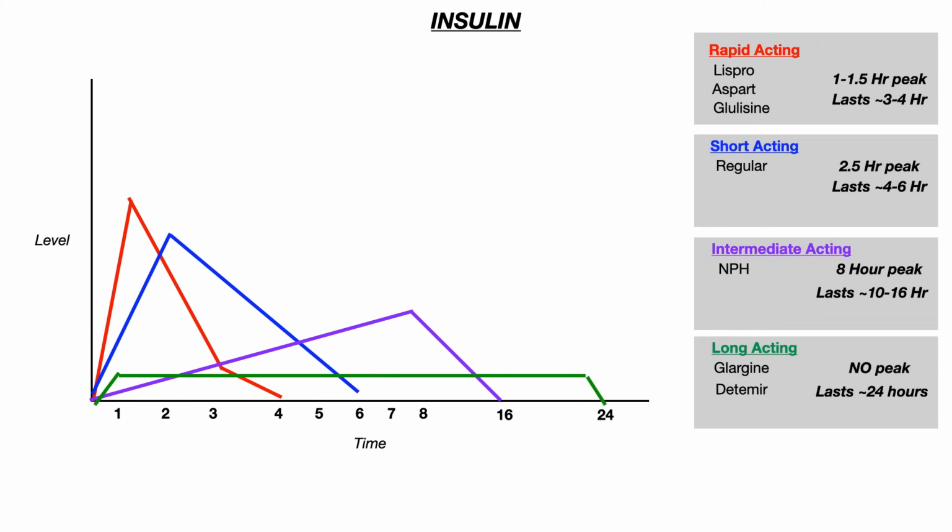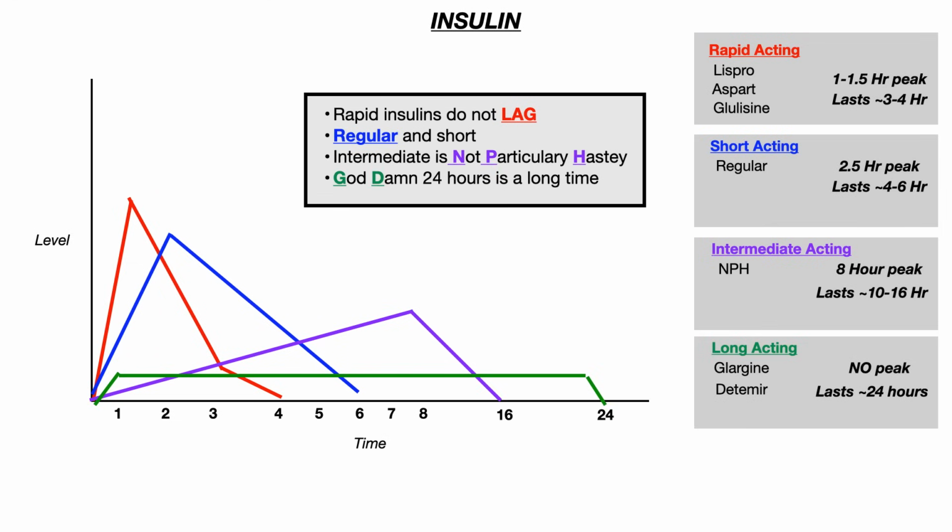Now, I know what you're thinking here. You're going, okay, that's not too much information, but how am I going to remember which insulin belongs to each category? And I've got some pretty sweet mnemonics for you. So the first one is that rapid insulins do not lag. LAG, lag, for Lispro, Aspart, and Glulisine. Rapid-acting insulins do not lag.